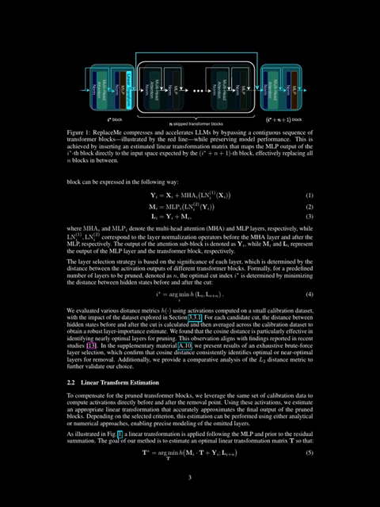The layer selection strategy is based on the significance of each layer, which is determined by the distance between the activation outputs of different transformer blocks. Formally, for a predefined number of layers to be pruned, denoted as n, the optimal cut index i** is determined by minimizing the distance between hidden states before and after the cut: i** equals argmin over i of the distance between X_i and X_{i+n}.